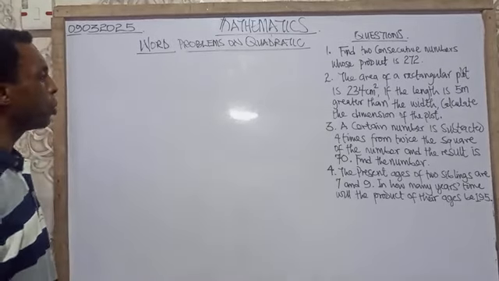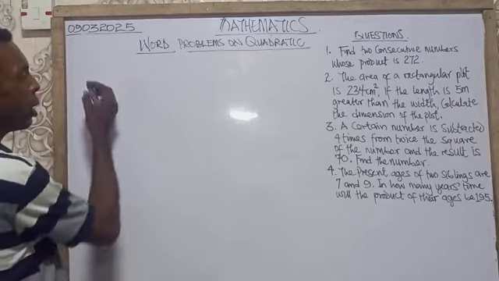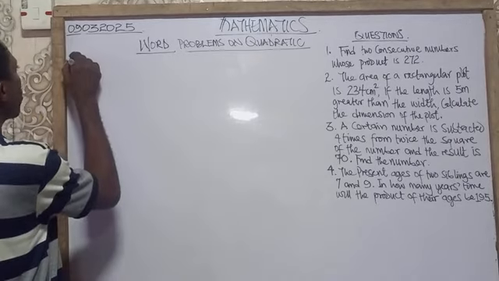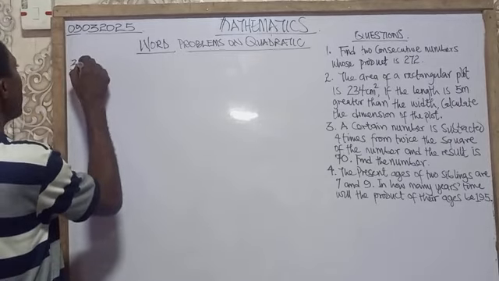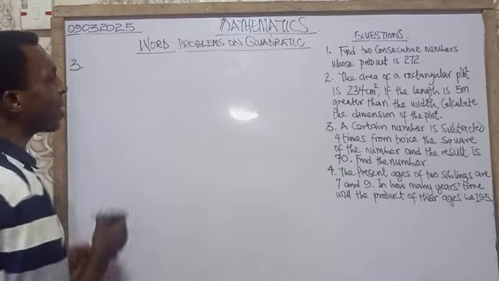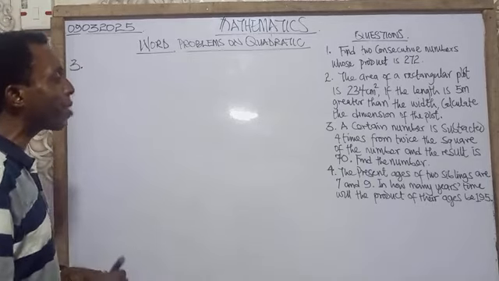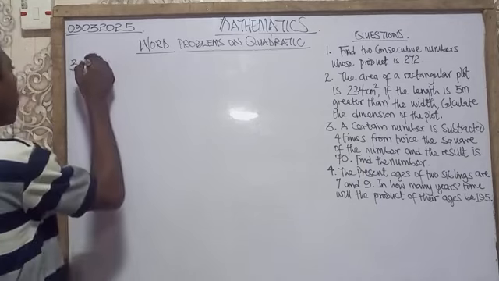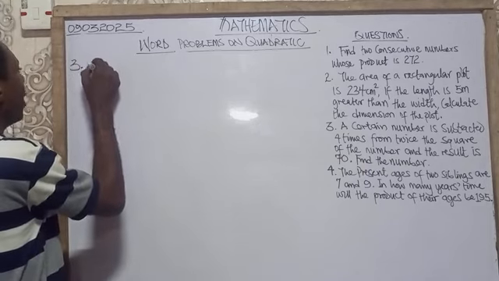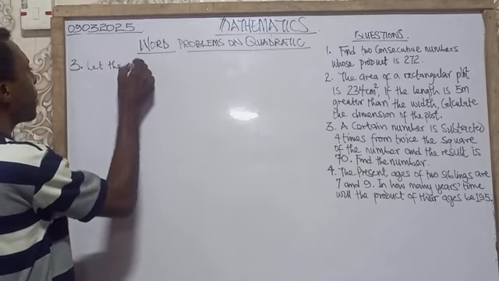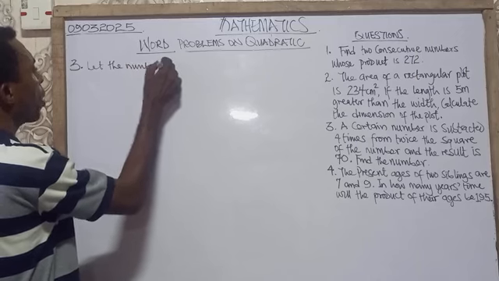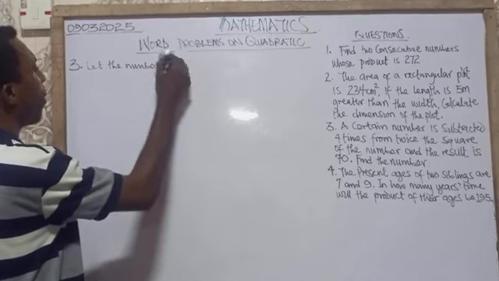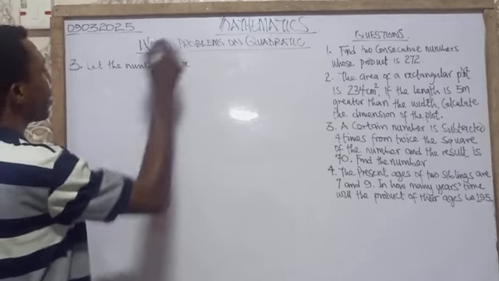Now we still continue from question 3. Here we go straight forward to question 3. Question 3 says a certain number is subtracted. Let the number be x.